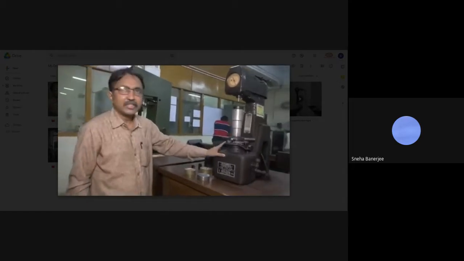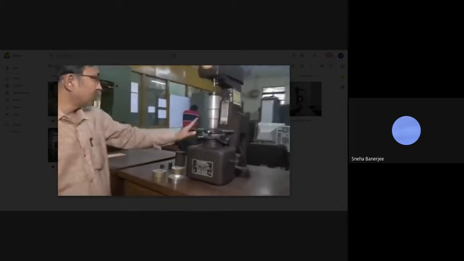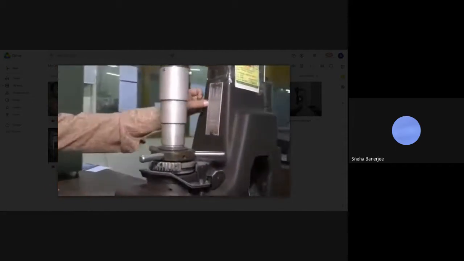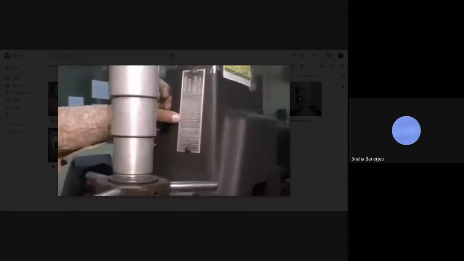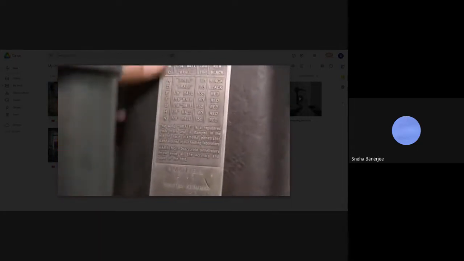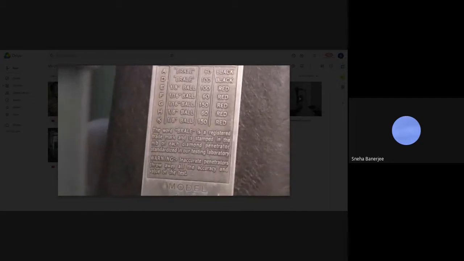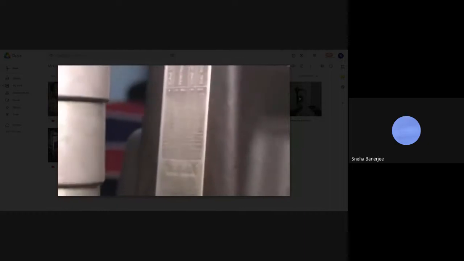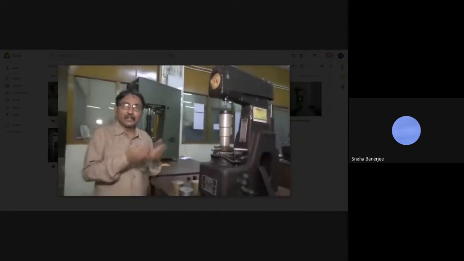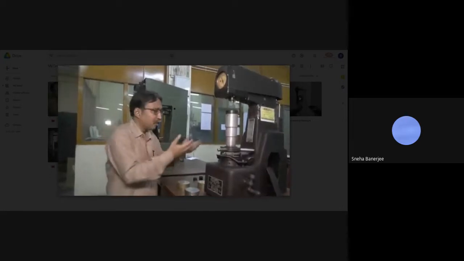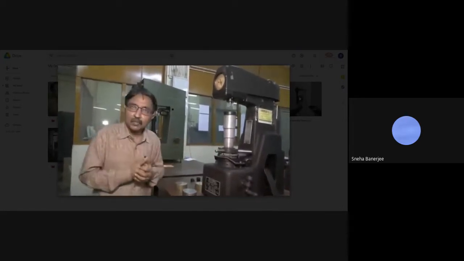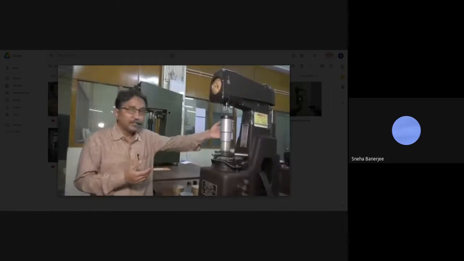This particular machine is an old one. You can see that this is an old one, and it has a number of scales written over here. Maybe from a distance you will not be able to see very clearly, but you can try to find out what the different scales are. So a number of scales are there. Now, why are these particular scales required? We can have different types of materials to be tested. If I go for aluminium, steel, or brass to be tested, we can need different types of scale.